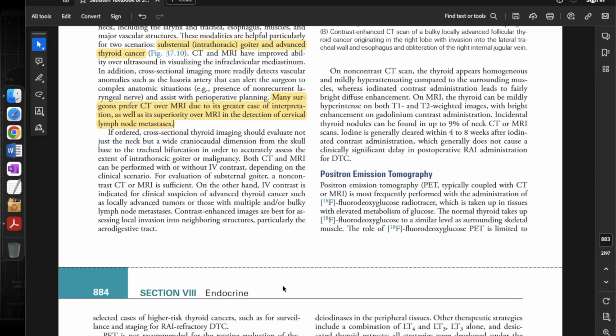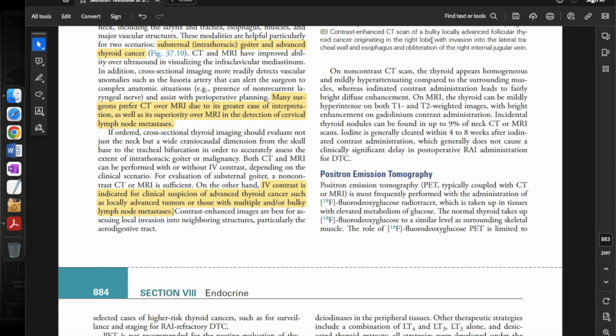If ordered, cross-sectional thyroid imaging should evaluate not just the neck but a wide craniocaudal dimension from the skull base to the tracheal bifurcation in order to accurately assess the extent of intrathoracic goiter or malignancy. Both CT and MRI can be performed with or without IV contrast, depending on the clinical scenario. For evaluation of substernal goiter, a non-contrast CT or MRI is sufficient. On the other hand, IV contrast is indicated for clinical suspicion of advanced thyroid cancer, such as locally advanced tumors or those with multiple and/or bulky lymph node metastases.